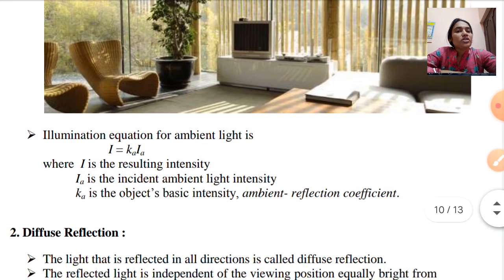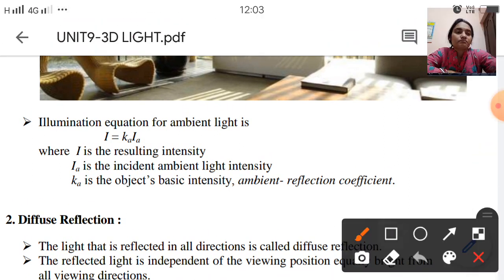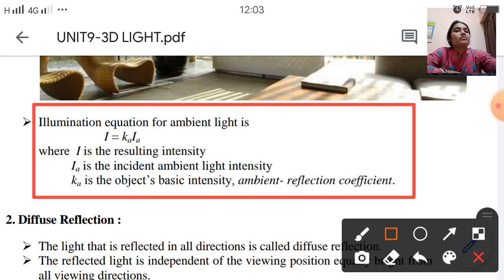So here the illumination equation for ambient light is I = Ka Ia, where I is the resulting intensity, Ia is the incident ambient light intensity, and Ka is the object's basic intensity or ambient reflection coefficient. All of you remember this portion. This is the equation for ambient light. All this is important, so all of you remember these things.